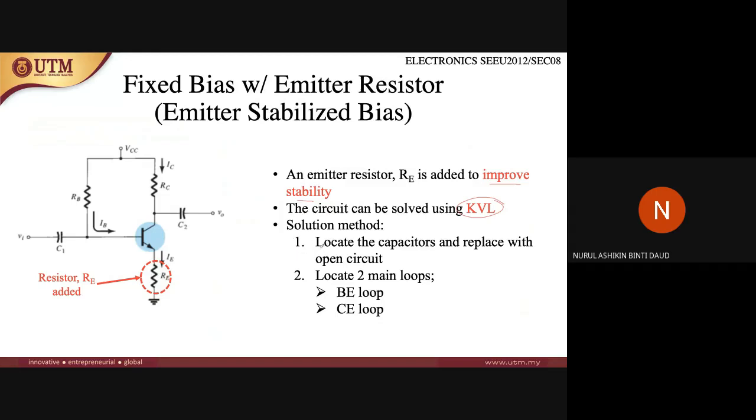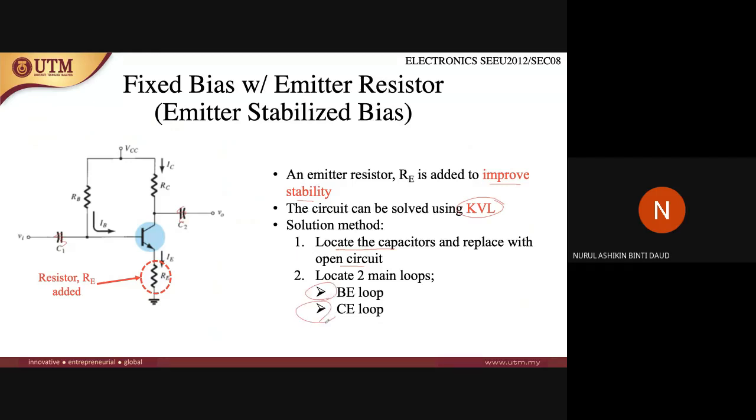Okay, first of all, we need to locate the capacitor and replace it with an open circuit. So ignore this capacitor. We replace this capacitor with the open circuit. And then we will locate two main loops, same as previous: first the BE loop and then the CE loop.